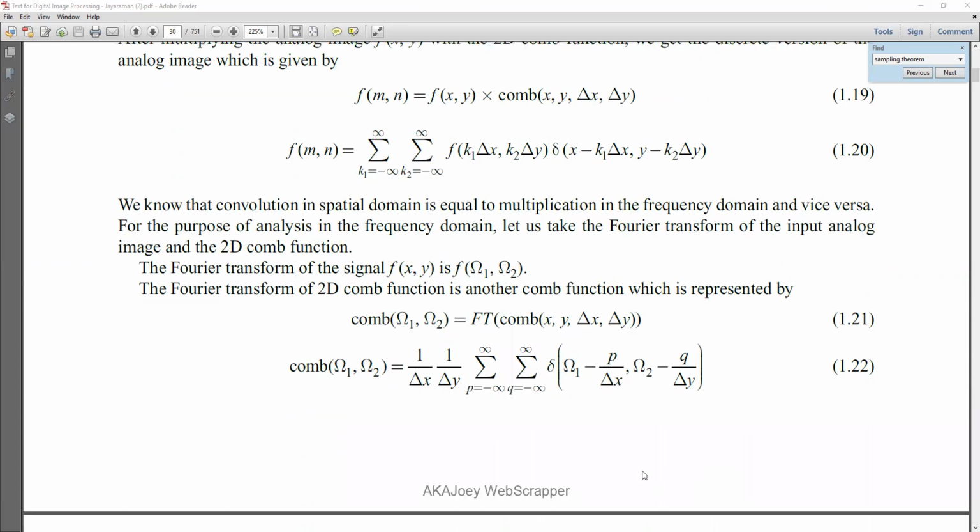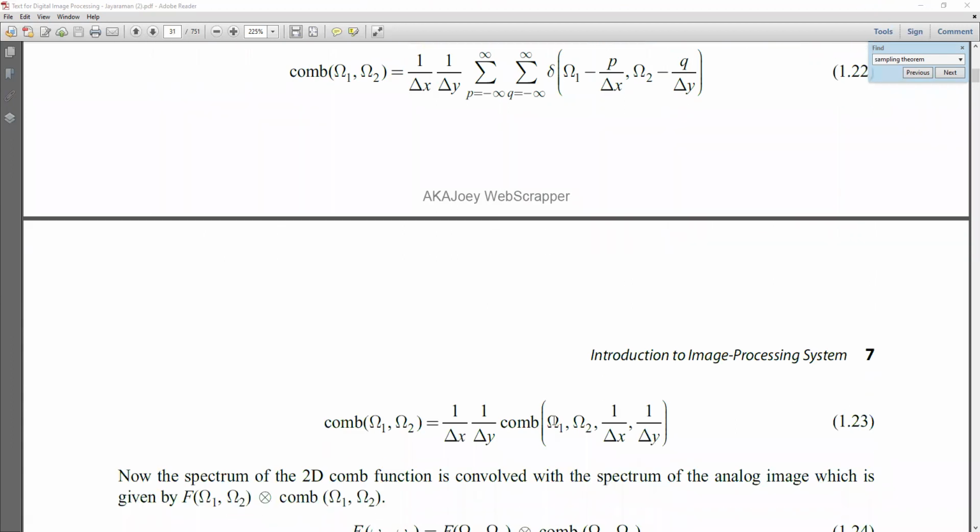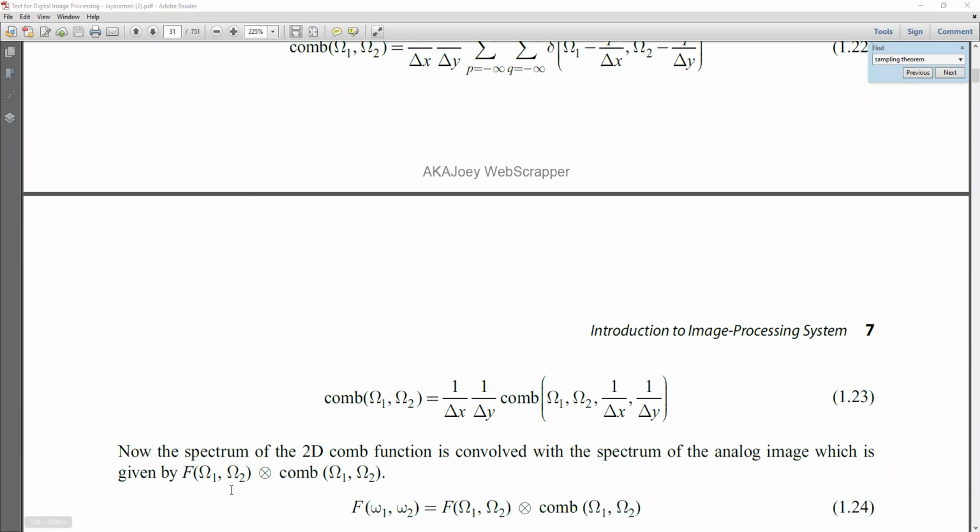So now you have the Fourier transform of f of x comma y and comb of omega 1, omega 2. Now the spectrum of the 2D comb function is convolved with the spectrum of the analog image, which is given by F of omega 1, omega 2 convolved with comb of omega 1, omega 2.